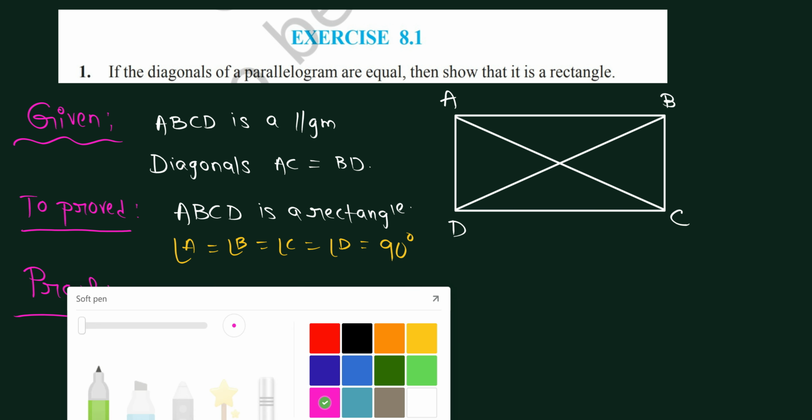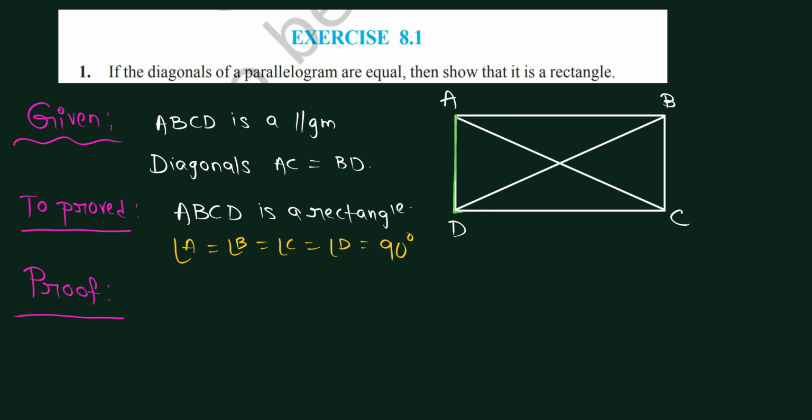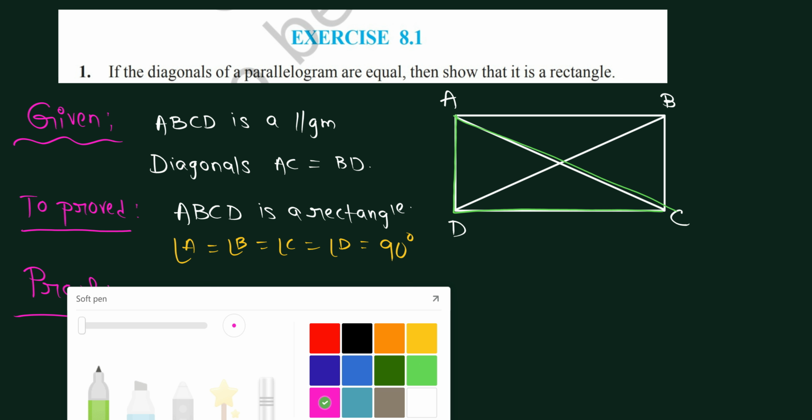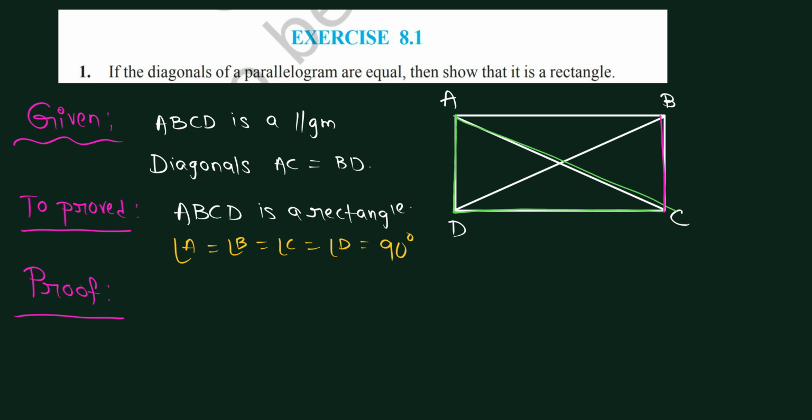To prove this, first you take two triangles, triangle ADC and triangle BCD. In a parallelogram, opposite sides are equal. Here we have the common base and the diagonals are also equal. From this we can say that the angles are equal: in triangle ADC, angle D, and in triangle BCD, angle C are equal.